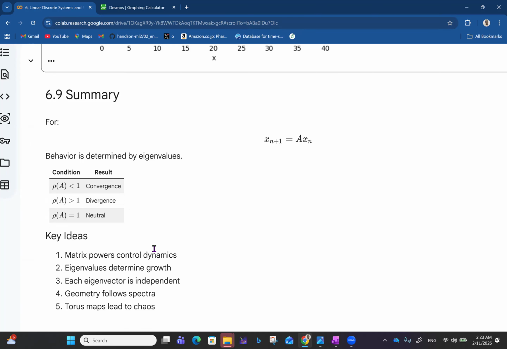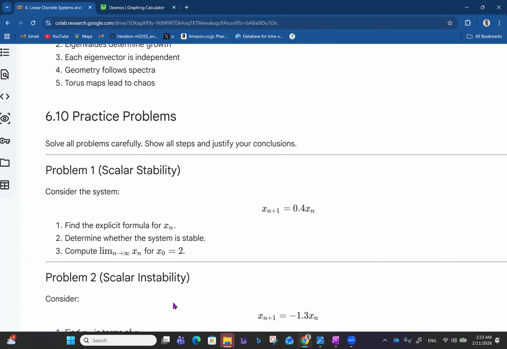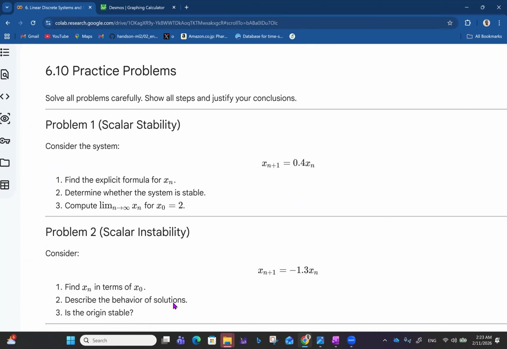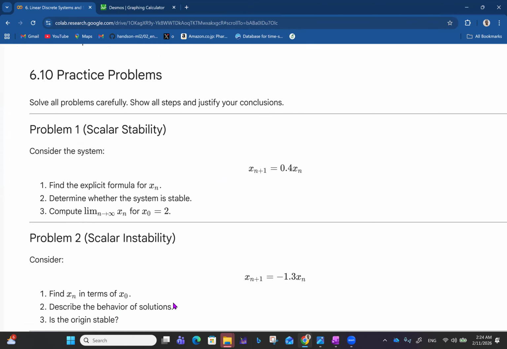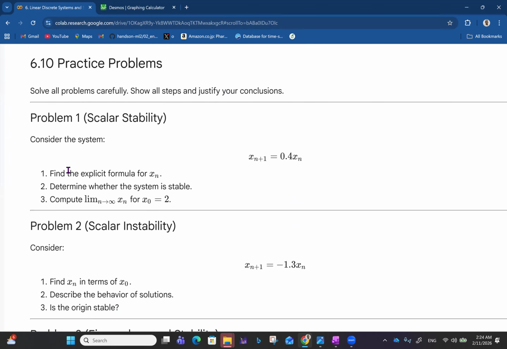And the key ideas we have here are that matrix powers control dynamics, eigenvalues determine growth, each eigenvector is independent, and geometry follows spectra. Torus maps lead to chaos, you know. And of course, that leads us to practice problems where you can do iterations and see how things go. So solve all problems carefully, show all steps and justify your conclusions.